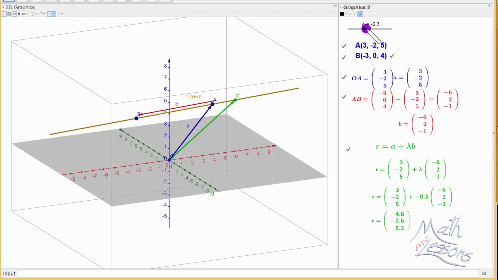Let's move lambda to 1, and we should realise that's just going to end up at the point B, because what we've done when we've got lambda equal to 1 is we've got this vector for OA, and then we're just adding one lot of this vector AB to it, and that gets us O to A to B, so it's at point B. And if we make lambda equal to 0, we can see we just end up at A, because we're not using any lots of b, we're just going straight to A to get our position vector of the point OP here.